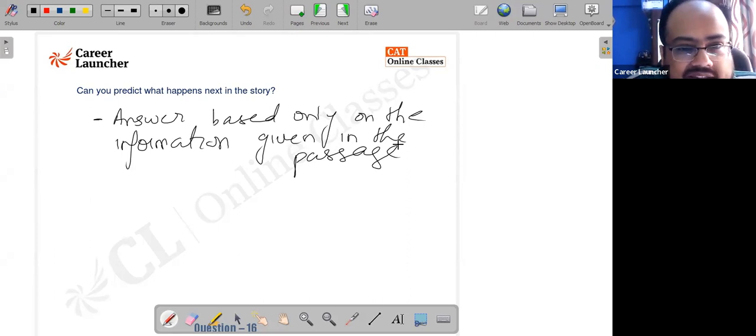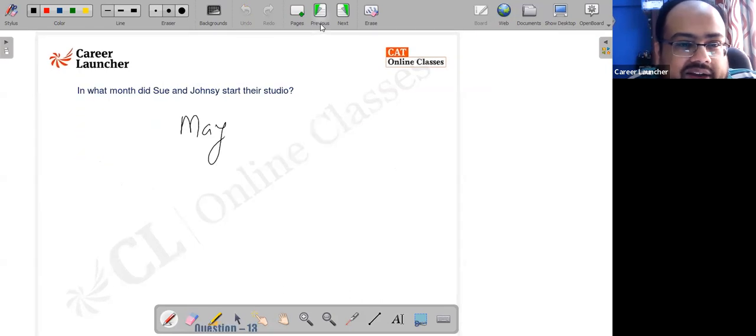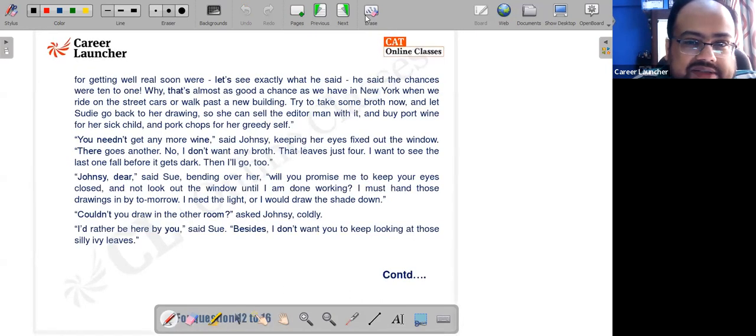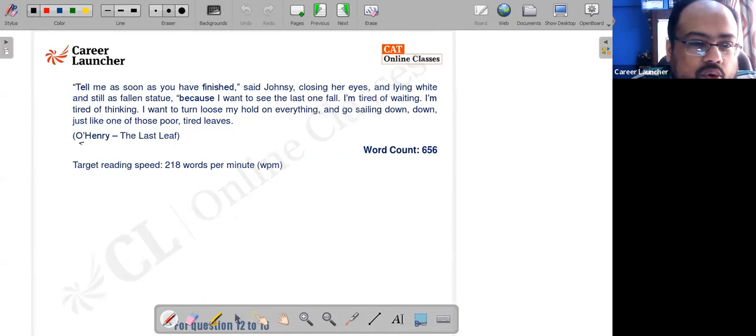What I'm saying is that this passage could be something that some of you have read earlier. This passage has come from the Last Leaf. The source of this passage is The Last Leaf by O. Henry. It's mentioned towards the end of the passage. O. Henry is the author. The Last Leaf is the name of the work. It's the name of the book. I'm sorry, the name of the story.